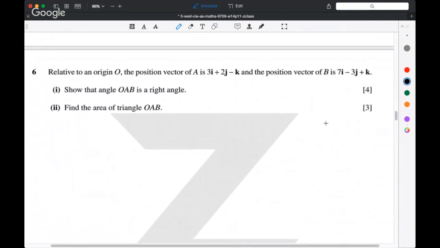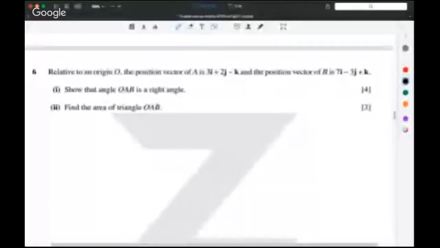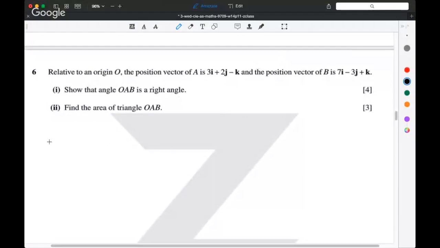Question 6. So a vector, and I'm going to do my usual thing where I express vectors in the column notation because I find it way easier to think about. So let's have our A, 3, 2, minus 1, and our B, 7, minus 3, 1. And they're asking us to show that something is a right angle.